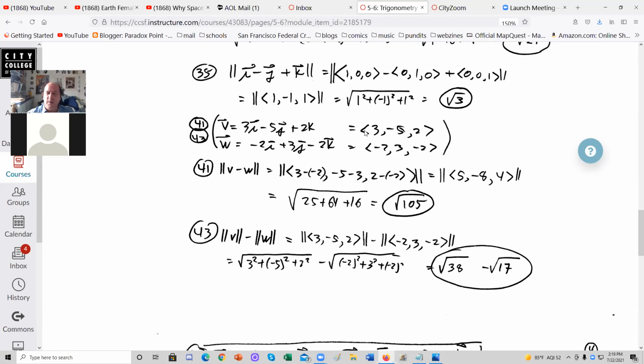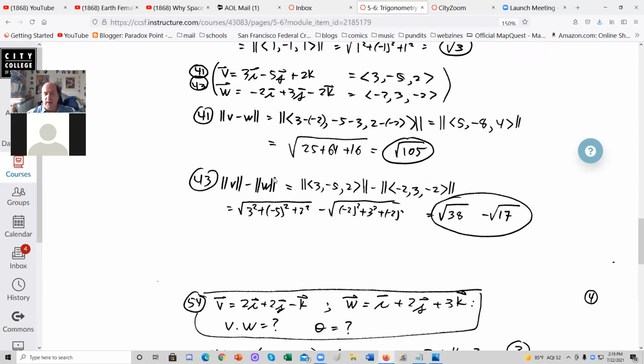So v minus w, well, 3 minus negative 2 is a 5. Negative 5 minus 3 is a negative 8. 2 minus negative 2 is a 4. And the length of that is root of 5 squared, 25, plus negative 8 squared, 64, plus 4 squared, 16. Square root of 25 plus 64 plus 16 works out to the square root of 105.